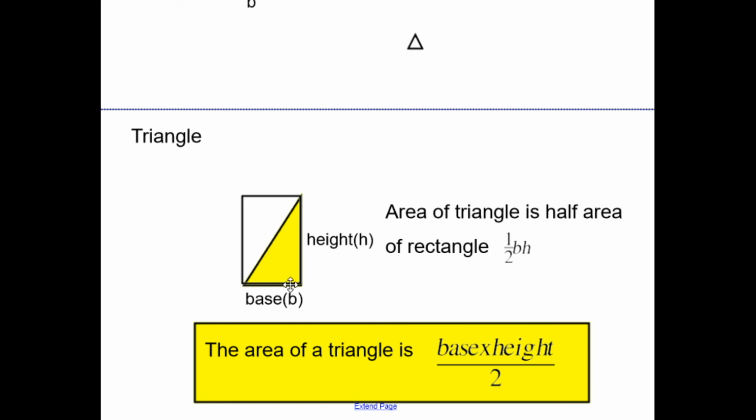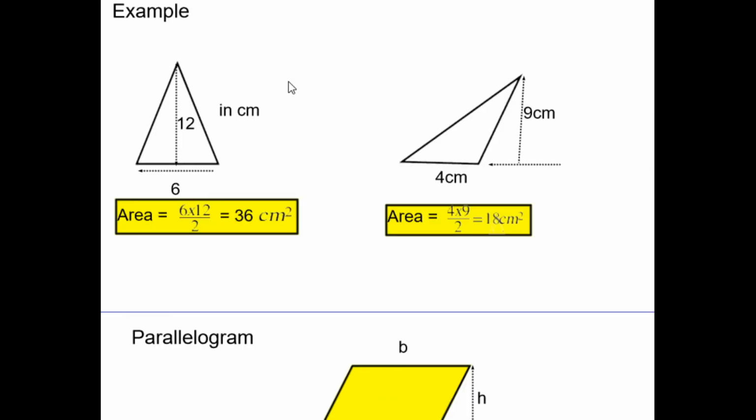The triangle, in this case half a rectangle, is just half of that, which is half base times height. So the area of a triangle is the base times the height divided by 2. And here are 2 examples. There's a triangle, a base is 6, the height is 12, so the area is 36 centimeters squared. Another triangle here. In this case, you take this as the height. So the area is 4 times 9 over 2 is 18 centimeters squared.